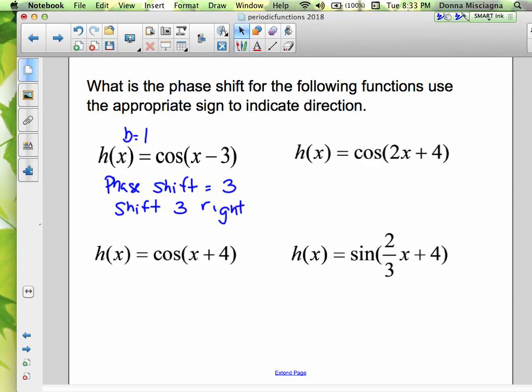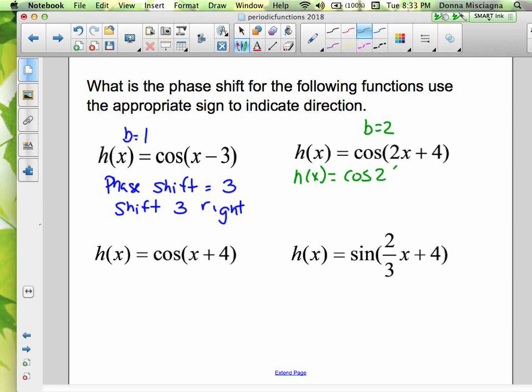Shift 3 to the right. Okay? Here, I need to factor out B. B is equal to 2, so we'll factor it out. So h of x equals cosine 2x plus 4, right? I just divide by 2. So 2x divided by 2 is x, and 4 divided by 2 is 2. Just divide both of those by 2.